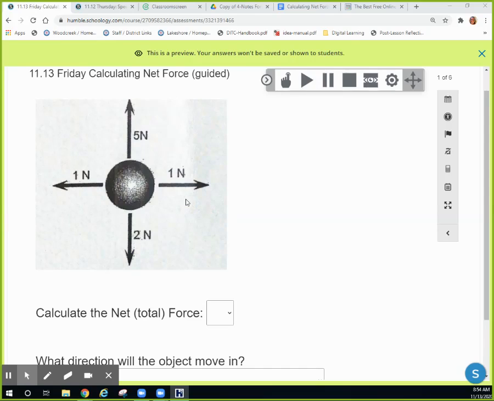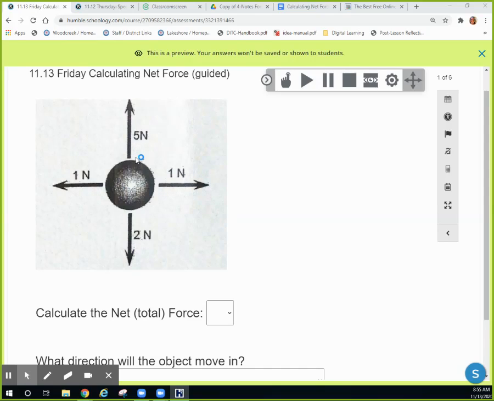So looking at this diagram, the first thing I notice is I have 1 Newton pulling to the left and 1 Newton pulling to the right. So there is an equal force in opposite directions. They are both pulling away from each other with 1 Newton. So they cancel each other out. 1 minus 1 is 0. So this force and this force cancel each other out.